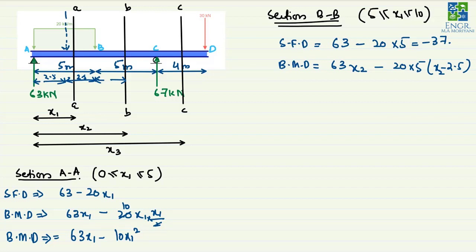So this is the bending moment equation. We have to basically solve it in order to simplify this. This will be 63 x2 minus 100 x2 plus 250. So this should be minus 37 x2 plus 250. So this is our bending moment diagram equation for the section BB.